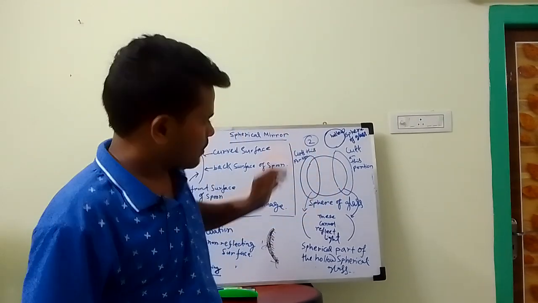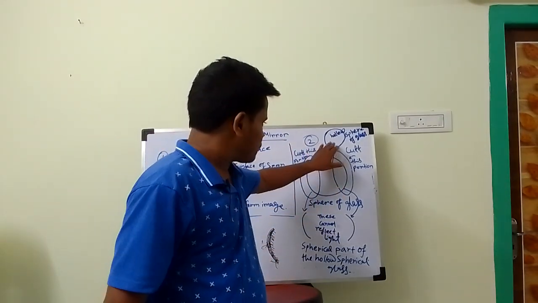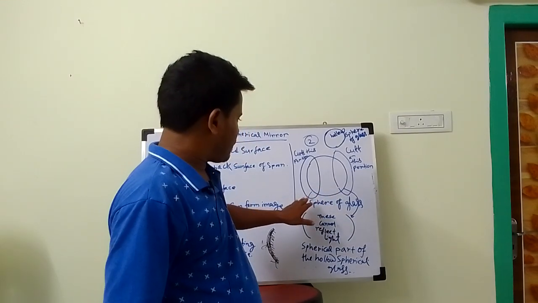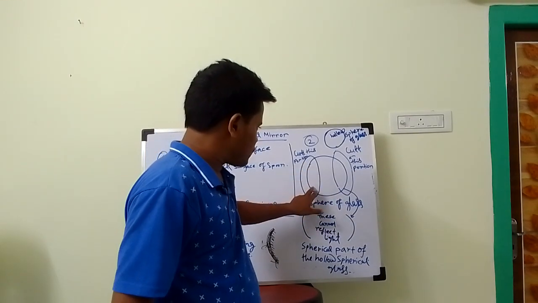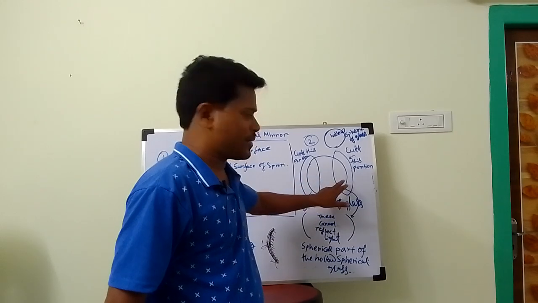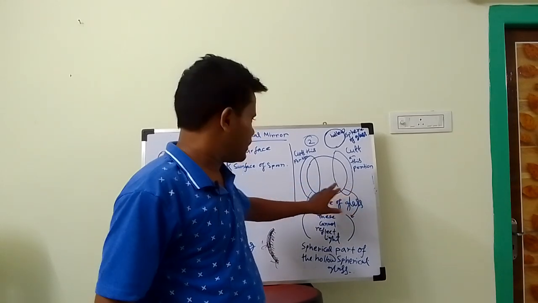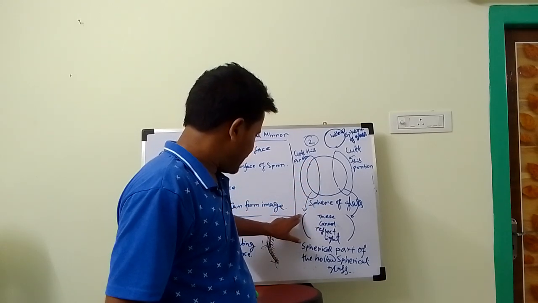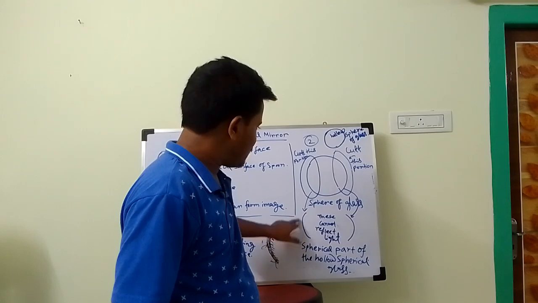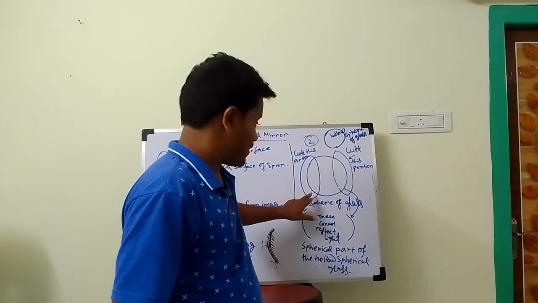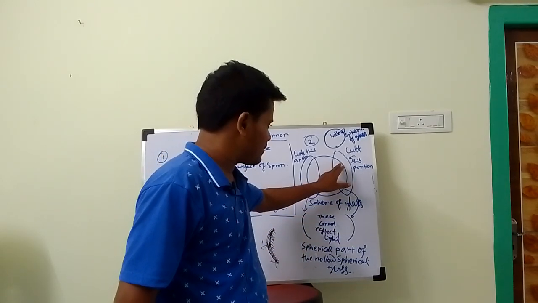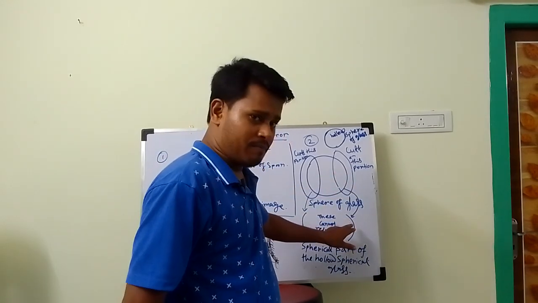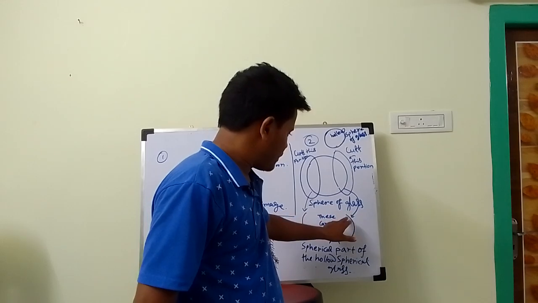Now this hollow sphere of glass is shown here, and in this section we have cut the left portion and also the right portion of this hollow sphere. If we cut the left portion like this, we will get a spherical part from this hollow sphere of glass. Similarly, if we cut the right portion like this, we will get another part of the hollow sphere.